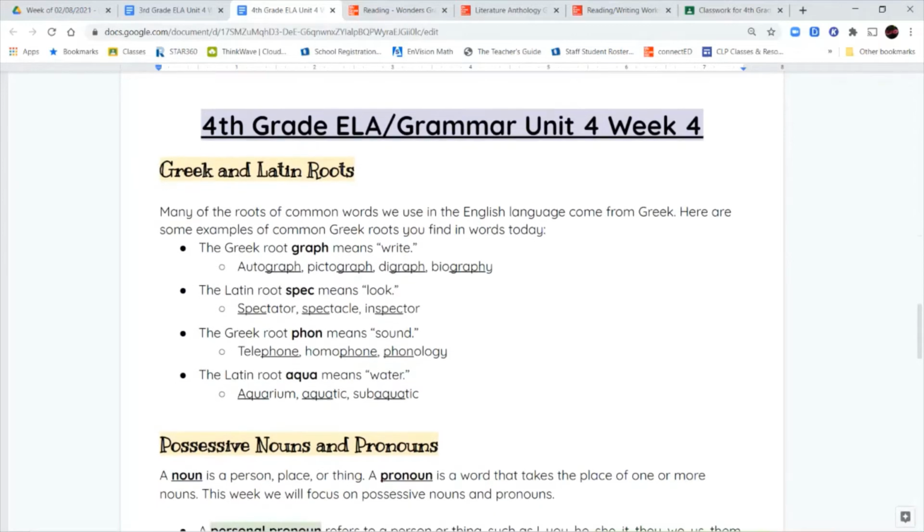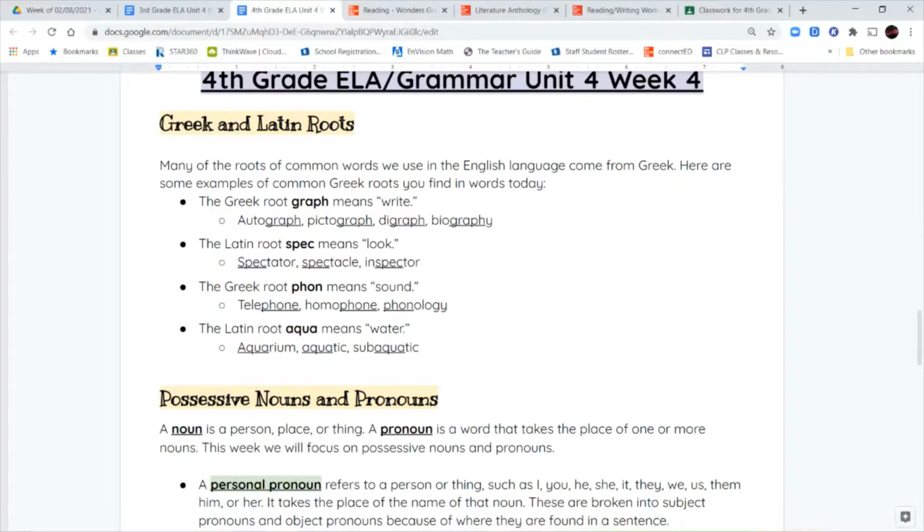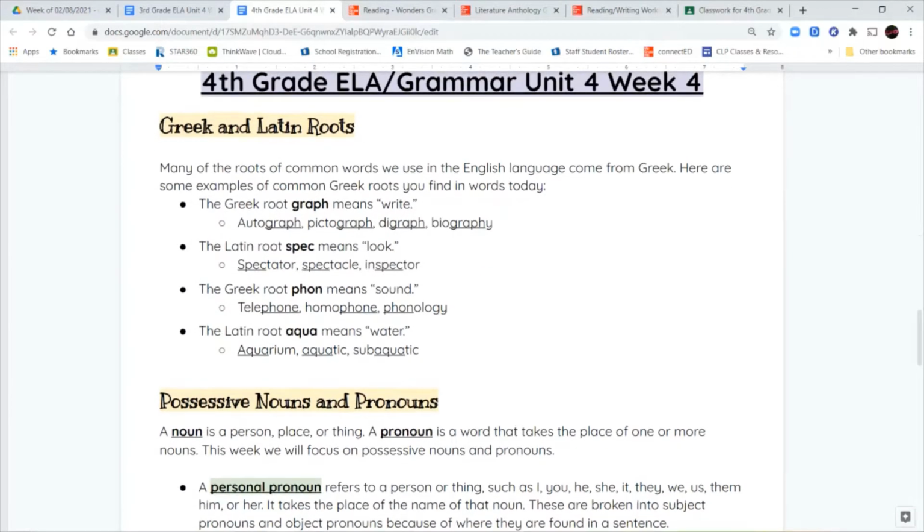Now let's get into our language arts and grammar for this week. So first we're going to talk about Greek and Latin roots. And we've done this before with other Greek and Latin roots. The ones we're going to focus on today are the Greek root graph, the Latin root spec, the Greek root phone, and the Latin root aqua.